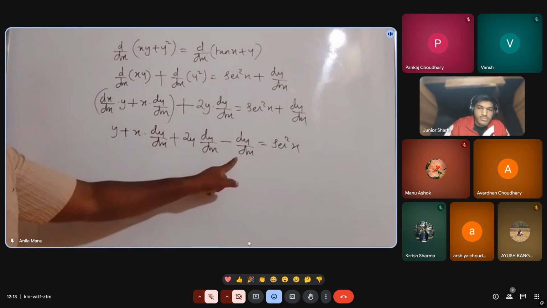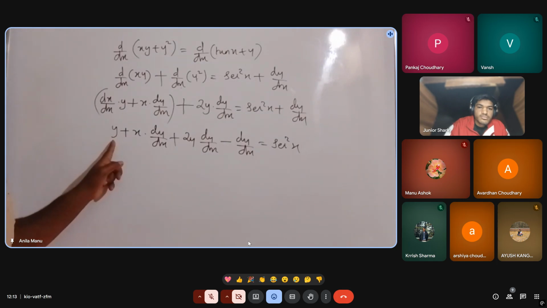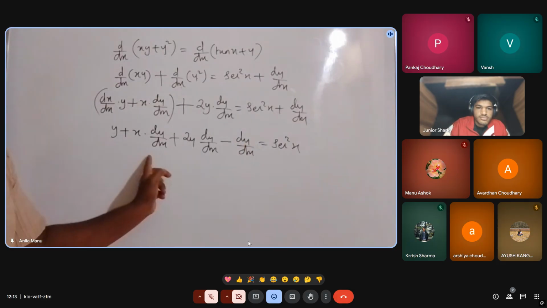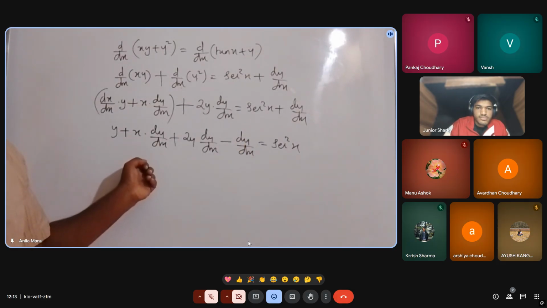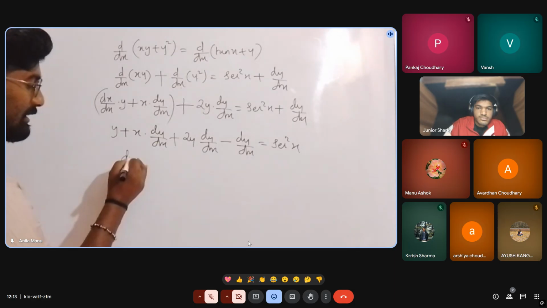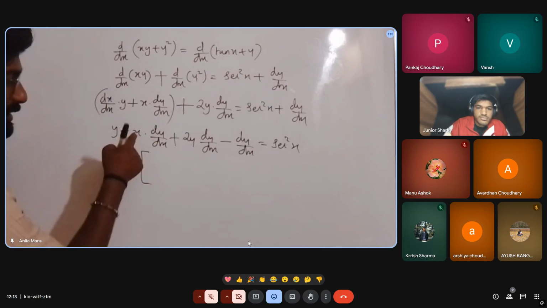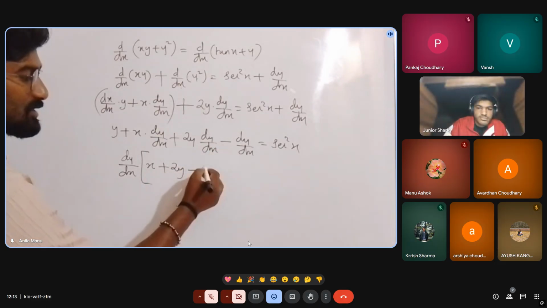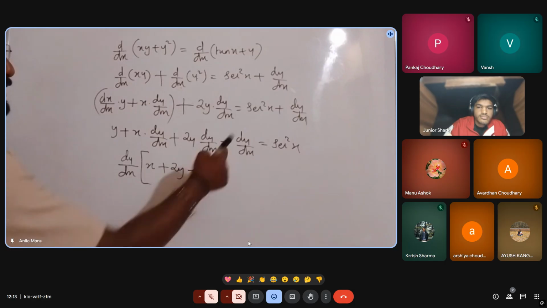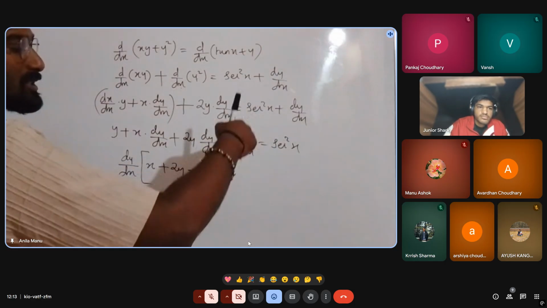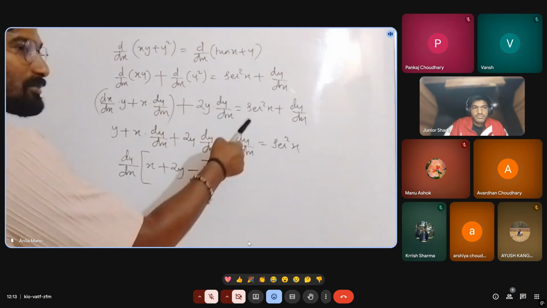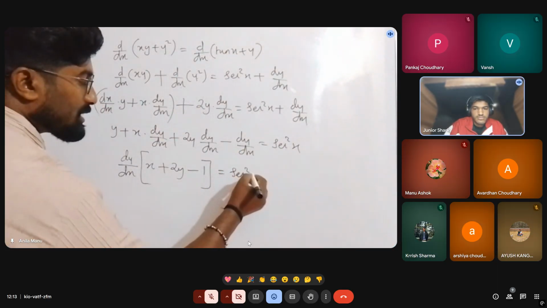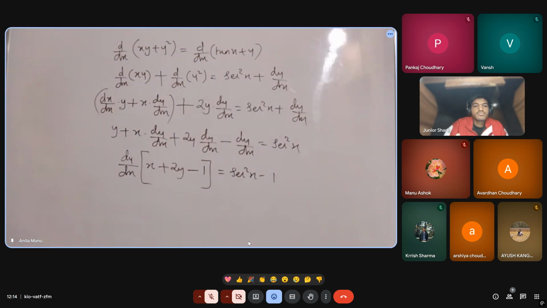In all these three terms we have dy by dx. So what should we do? This y we have to transpose to the other side, and from these three terms I take dy by dx outside. When I take dy by dx outside, here you have only x, here you have 2y, and here nothing is there, that's why minus 1. Don't write 0 there. 0 into dy by dx is 0, so that term vanishes. That's why consider the coefficient as 1. This is taken to the right hand side, so sec square x minus y.